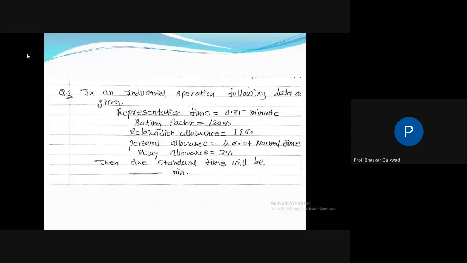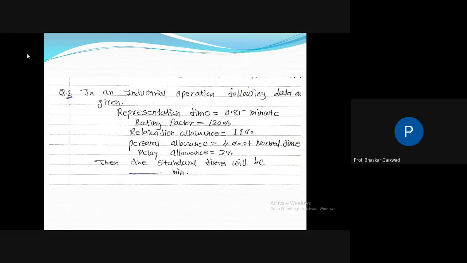In an industrial operation, the following data are given. Representation time, once again, this is called basic time. Rating factor is given. In the previous example rating was not given, so you consider 100. If rating is not given, always we have to consider 100. So representation time 0.85 minutes, rating factor 120 percent, relaxation allowance is given, personal allowance is given, delay allowance is given, calculate the standard time.